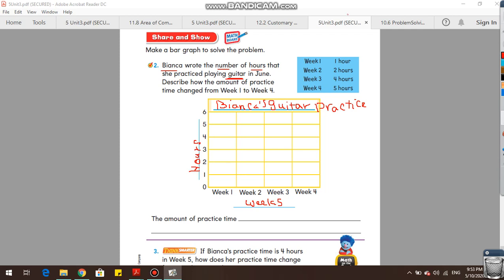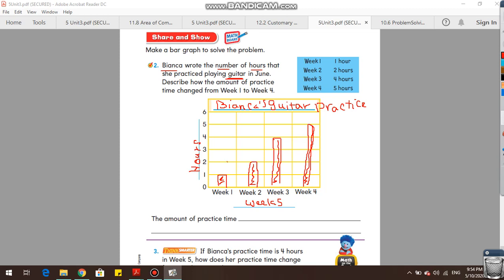Now, in week 1, she practiced only 1 hour, so I'm gonna draw a bar and I'm gonna color it. Week 2, 2 hours. Okay, week 3, 4 hours, so I'm gonna go all the way to 4. And week 4, 5 hours. Okay, guys, what have you noticed about my bar graph that I have in front of me?